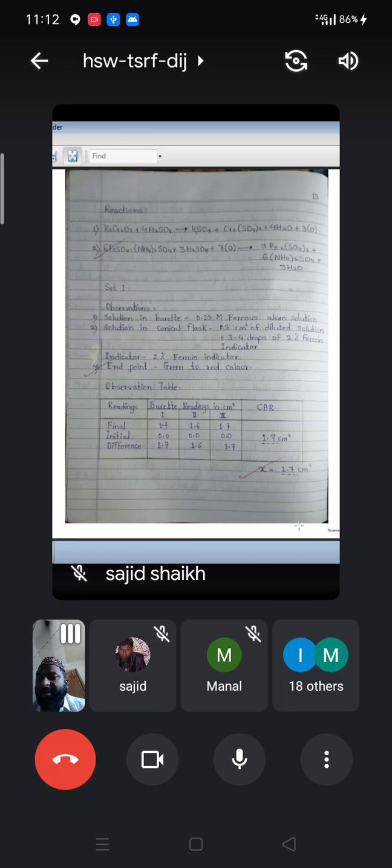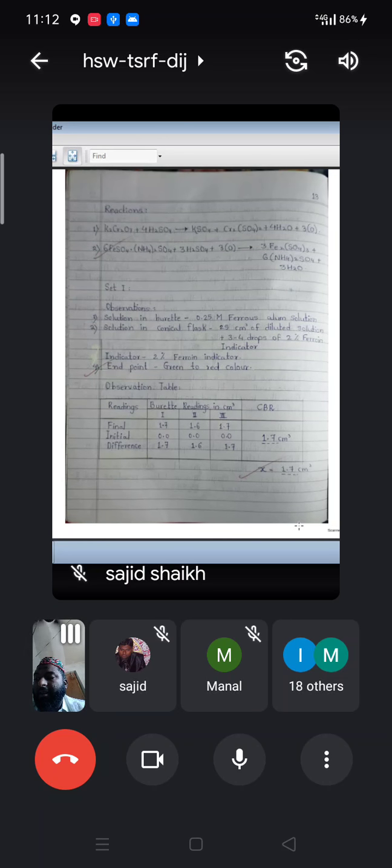Then observation: solution in the burette you have to write, solution in the conical flask. Solution in the burette is 0.25 molar ferrous alum solution. Then solution in the conical flask will be the 25 cm cube of the diluted solution along with 3-4 drops of the 2% ferroin indicator. Then indicator will be the ferroin indicator, end point will be the green to the red in color.